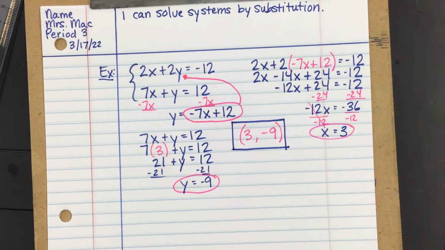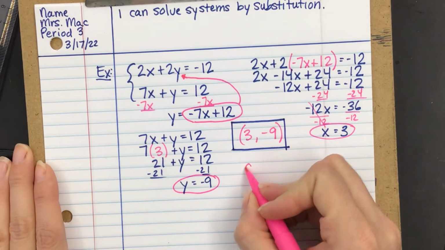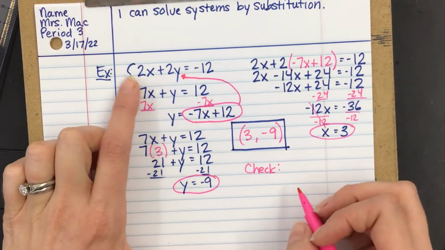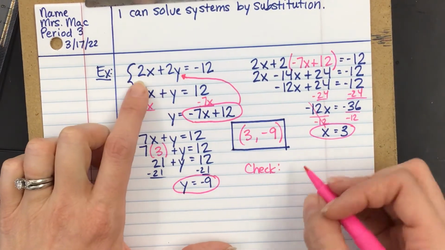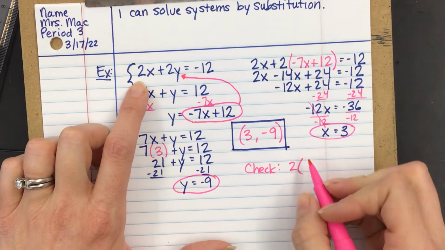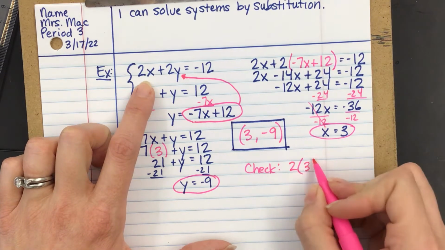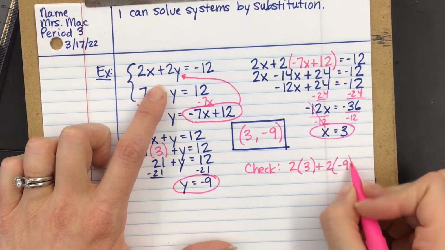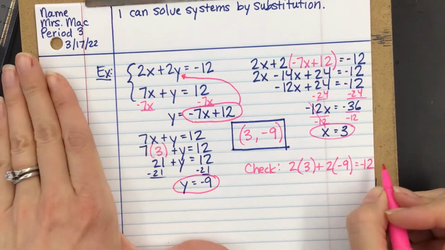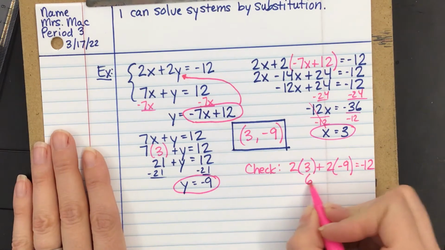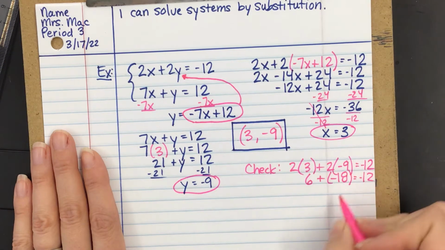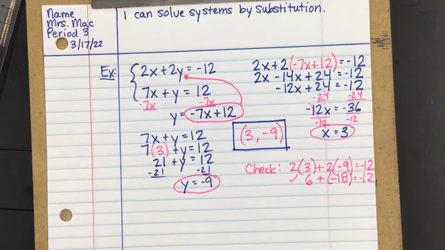Now, because I want to be super thorough, I am going to check my answer. It doesn't take that long to do, and it's nice to be sure that I've done it correctly. I'm going to plug in the x and y into the first equation because we haven't used that one yet. Well, we used it, but not for finding our y value. Yep, we're good. It works.